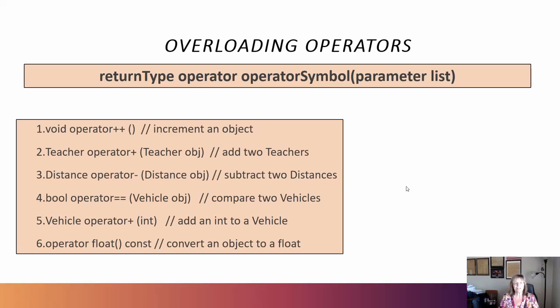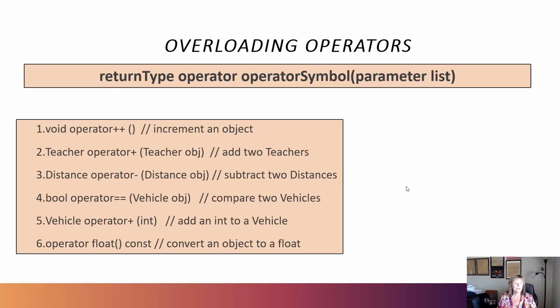We're going to overload the plus sign to add 2 teachers. Number 3, we're going to overload the minus sign in order to subtract 2 distances. If you'll notice, the return data type is a distance, and the parameter includes a distance object. On number 4, we are going to overload the dual equal signs in order to compare 2 vehicle objects, and the bool return value is whether or not they are the same.